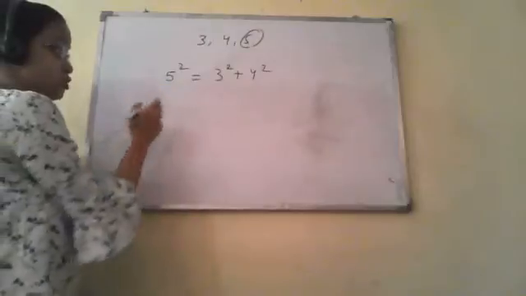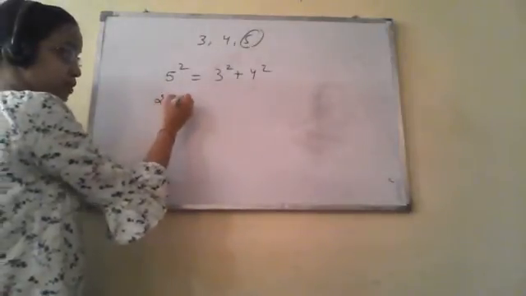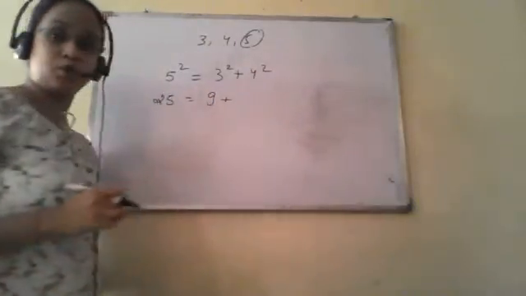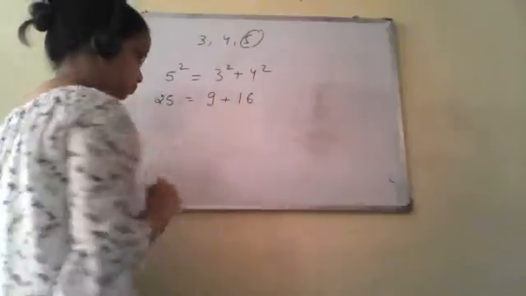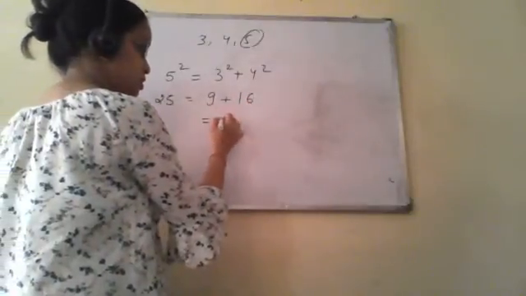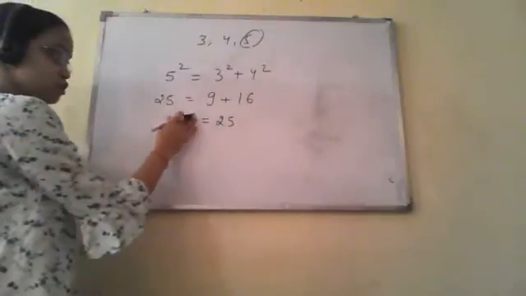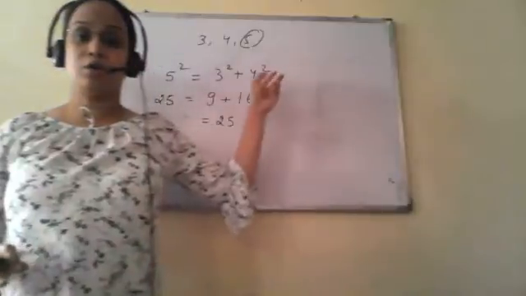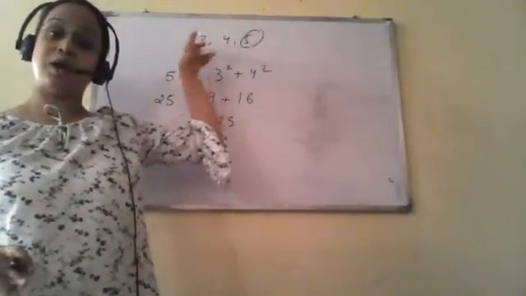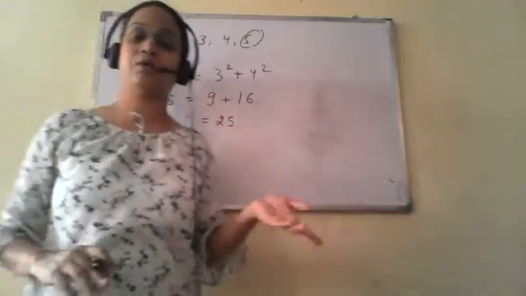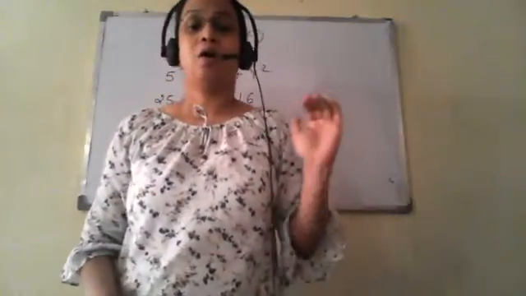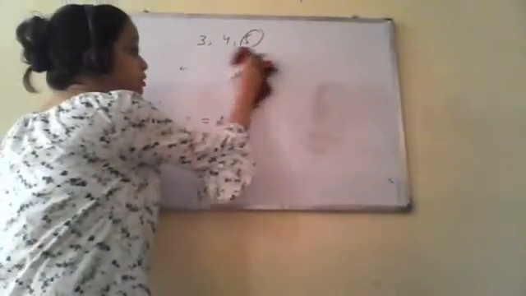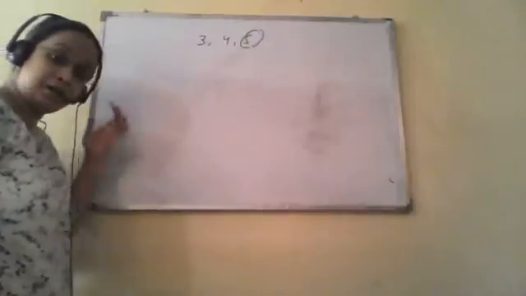So 5 square is 5 into 5, that is 25. 3 square is 3 into 3, that is 9. And 4 square is 4 into 4, that is 16. Clear? 9 plus 16 is 25. So 25 equals 25, that means both sides are equal. So 3, 4, 5 is a Pythagorean triplet in which 5 is the hypotenuse, and for 4 and 3 we can take either value as base or perpendicular.